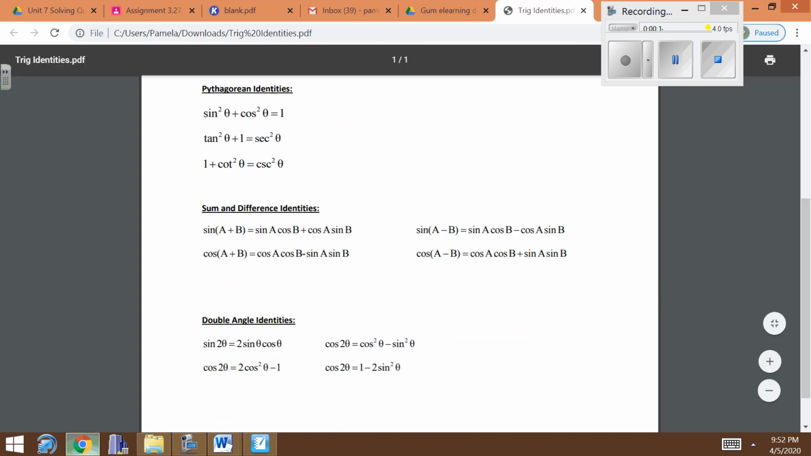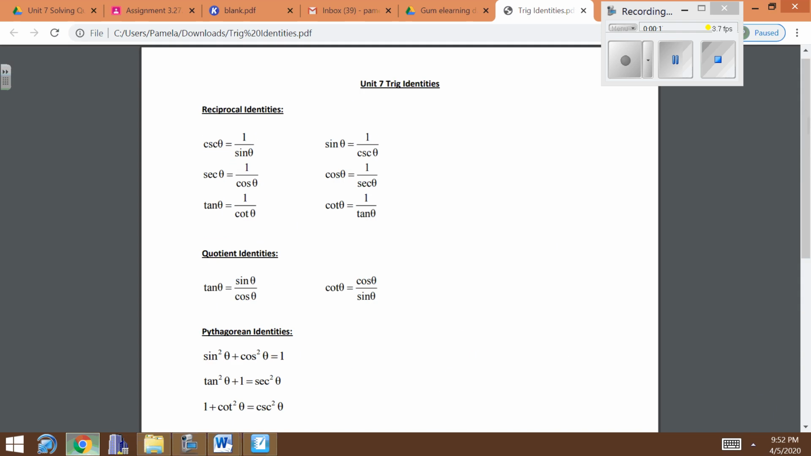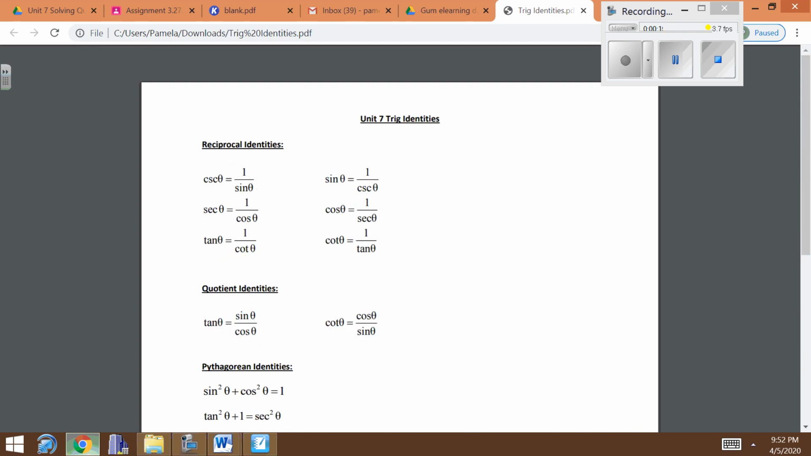I did post, oh, sorry for the craziness. I did post this as a PDF up on our Google Drive and everything, so it's something that you can take a look at. You can print out if you need to. You can write them down. You should have them all, but they're kind of all in one spot here.